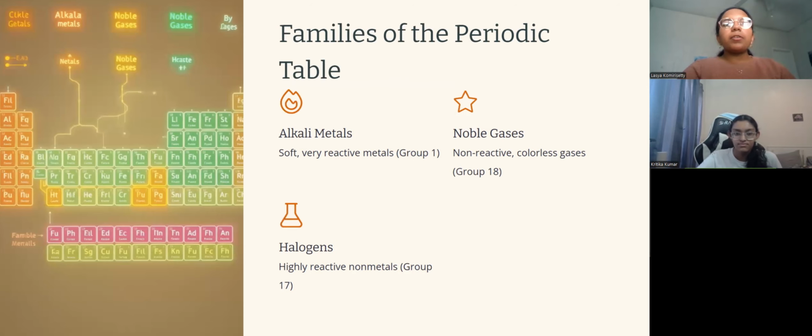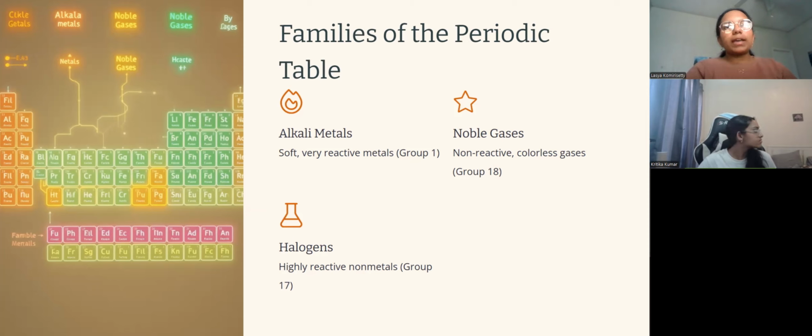Now let's talk about families of the periodic table. So we have the alkali metals, the noble gases, and the halogens. The alkali metals are very soft and very reactive metals, and they're in group one. So, like I said before, group is reading from up to down, so it's vertical. So, everything from like these are alkali metals. So, they are very soft and they're very reactive metals.